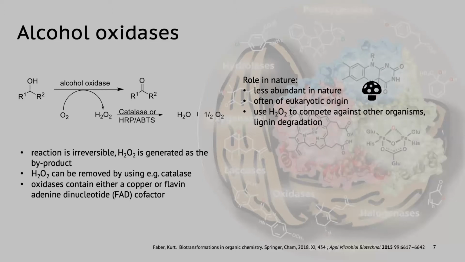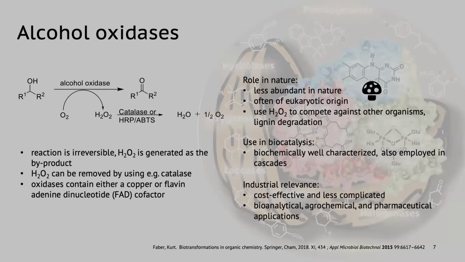In fungi, extracellular alcohol oxidases produce hydrogen peroxide, and this is also needed for lignin degradation by peroxidases. From a biocatalytic viewpoint, alcohol oxidases are a promising group of enzymes because they are biochemically well characterized, and a broad range of enzymes have been described, which were also employed in cascade reactions, as we will see. Their ability to work without any coenzyme regeneration makes them cost-effective and less complicated, and therefore also more suitable for industrial applications. They find bioanalytical, agrochemical, and pharmaceutical applications.